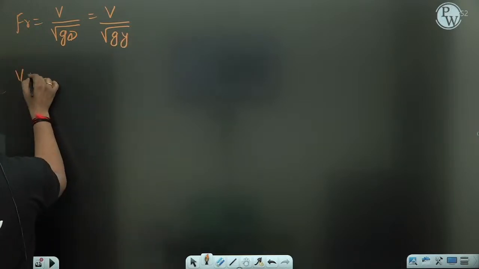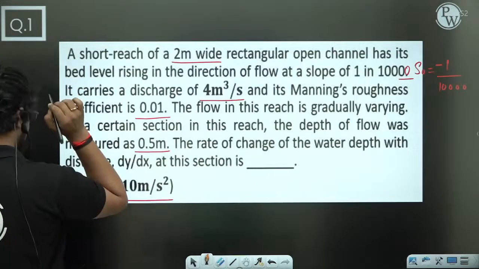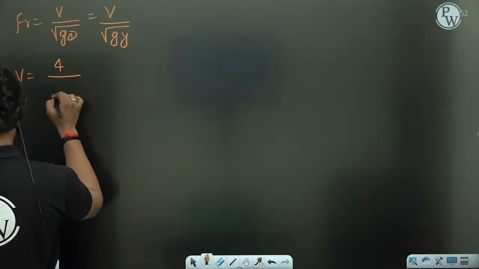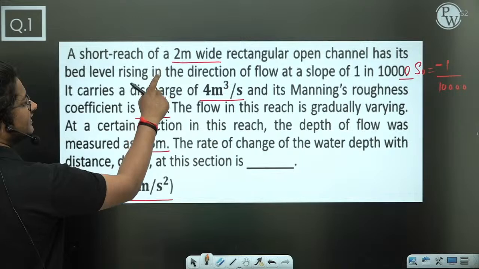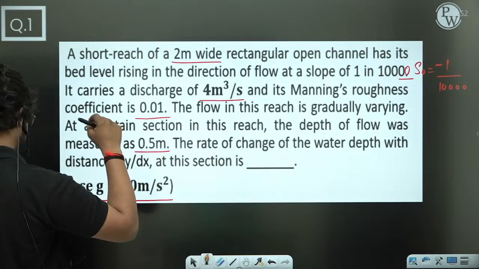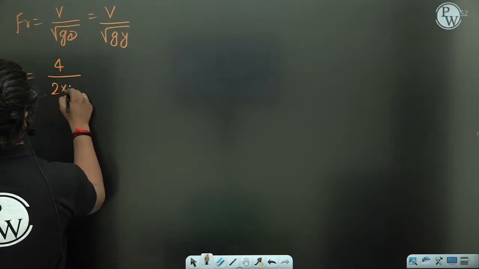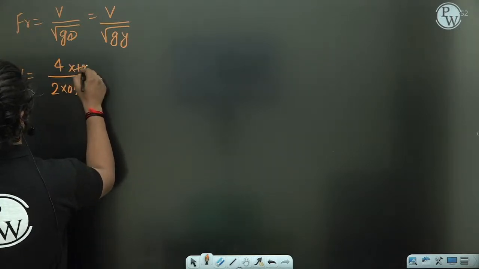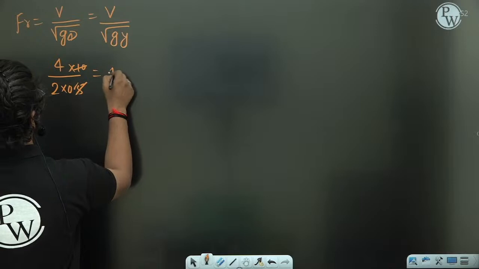So let us calculate V first. We have discharge, that is 4, na? Divide by 2 is the width and 0.5 is the depth. So 2 into 0.5, so this is 1.0. So basically 4 we are getting.